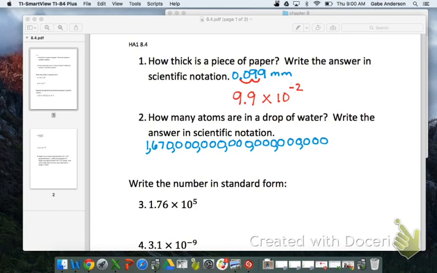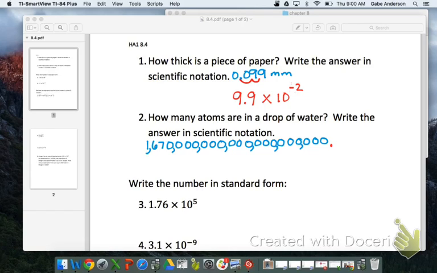19 zeros, yeah. Okay, so currently the decimal point is not written, but where is it? You want to do 1.67? Well, no, where is it right now? Far right. Yeah, so it's all the way over here. So I've got to move it to the right or to the left to get this number between 1 and 10. Which way? Got to move it to the left.